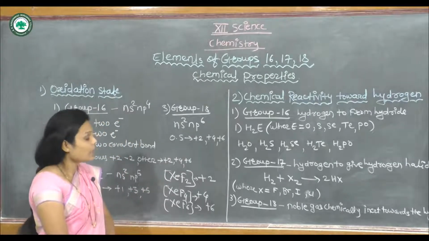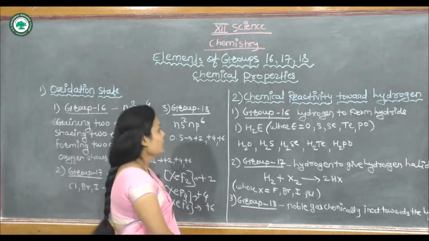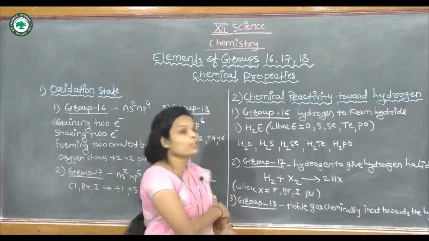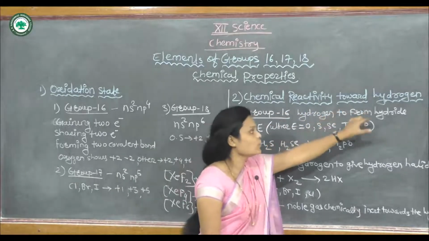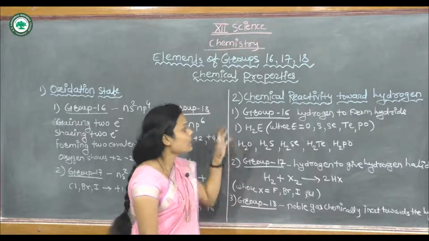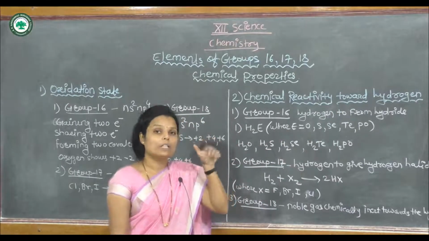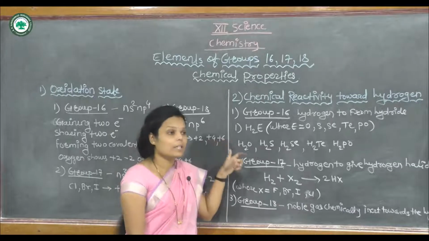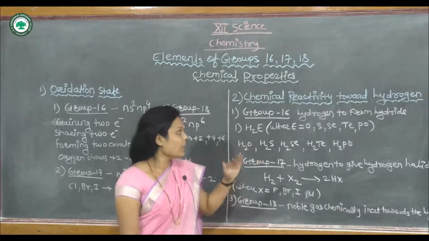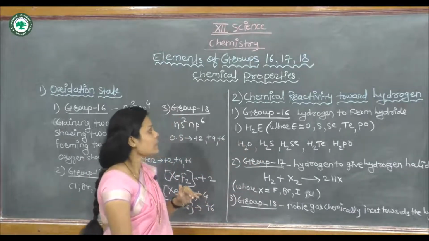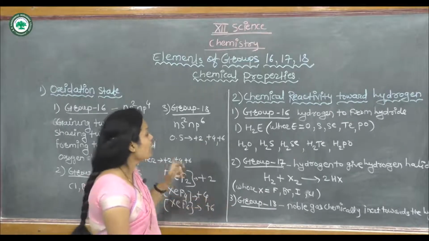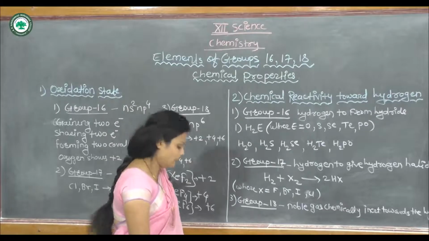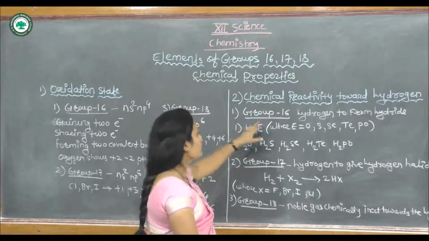The second chemical property is chemical reactivity towards hydrogen. Chemical reactivity towards hydrogen means hydrogen reacts with all of these groups' elements: group 16, group 17 and group 18. Now one by one we will discuss this reactivity towards hydrogen. The first group is group 16.